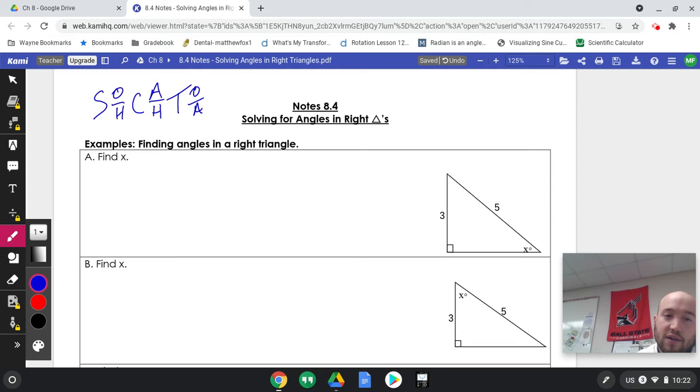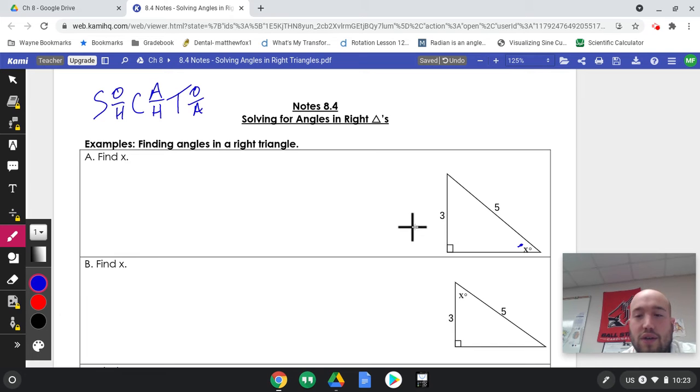Now we are concerned with the angle right here, angle x. So let's label the 3 and the 5 and decide which we will need to use, sine, cosine, or tangent. If we look here, 5 hopefully is the easy one. That's our hypotenuse. And the 3 will be opposite. It is over the triangle. Right here would be adjacent, but we don't have anything there. So this one is opposite.